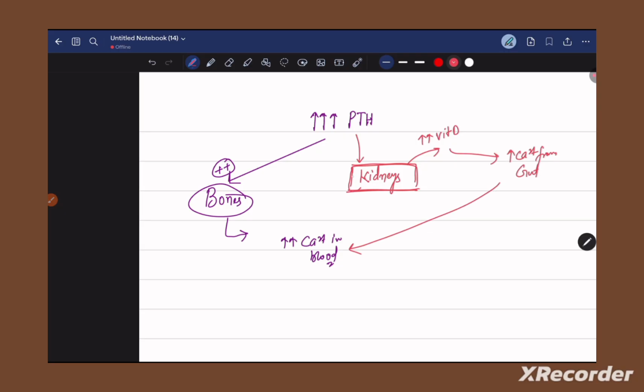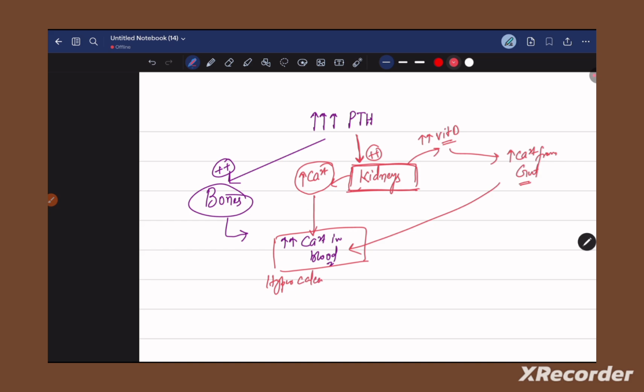Okay, further in kidneys there will be increased absorption of calcium because the kidneys are normal, GFR is normal. This PTH will act on the kidneys. So first it will cause the increased synthesis of vitamin D, so there will be increased absorption of calcium from the gut, and this PTH will act on the proximal convoluted tubule of the kidneys, and it would cause the increased reabsorption of calcium, and further it will increase the calcium in the blood, means there will be hypercalcemia.